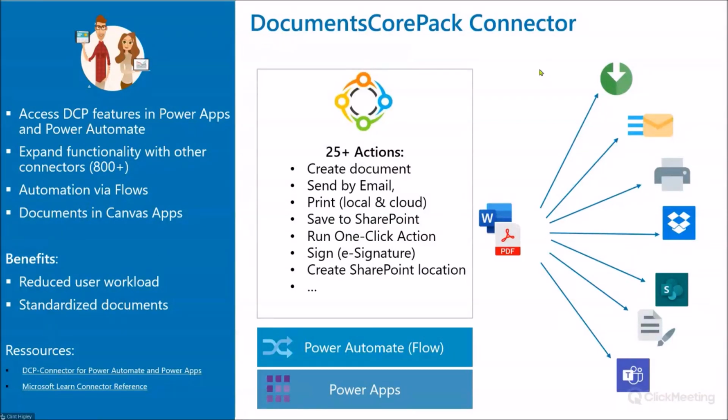With that, you have the expanded functionality of the other connectors that are available to you in Flow. As you can see here on the side, you can use the SharePoint connector, Dropbox, email, print, etc. So it really opens up an entire new world to the things that you can do with DocumentsCorePack and stuff you can integrate it with. It gives you the full automation suite with Microsoft Flow. So you can totally automate things, and you can use this document generation piece in Canvas apps, right? And we'll go over that a little bit later.